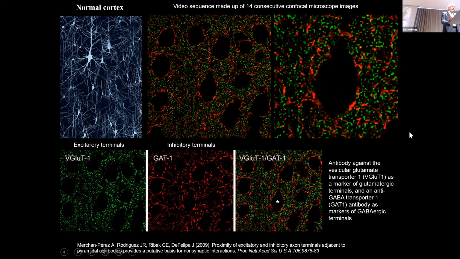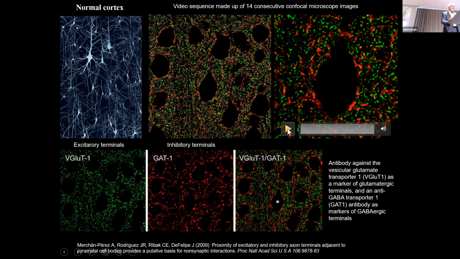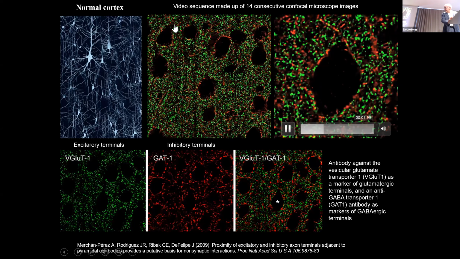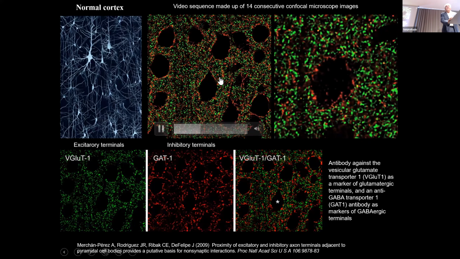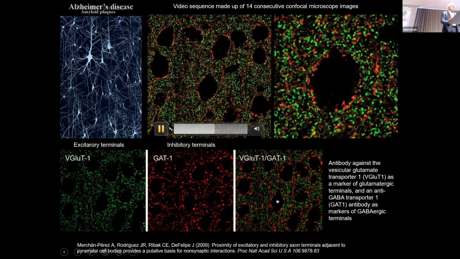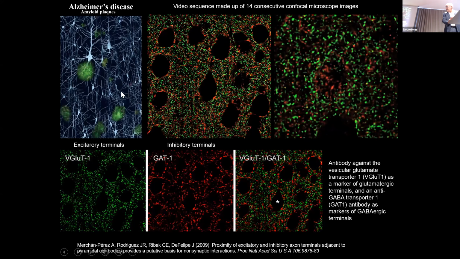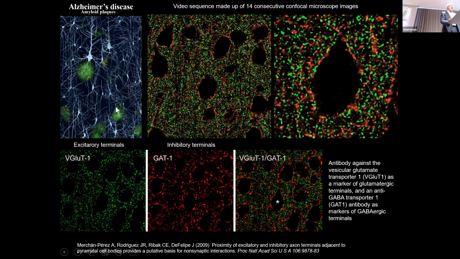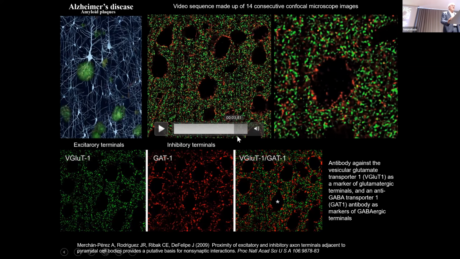This is a way that we analyze the effect of beta amyloid in the brain. This is a staining with vesicular glutamate transporter in green, and GABA transporter for inhibitory terminals in red. And this is a movie where you can see the neuropil, and you can see the neurons are surrounded by both kinds of terminals. So what happens when you have plaques in the brain, the deposit of plaques, which is a random deposit of plaques in the brain?